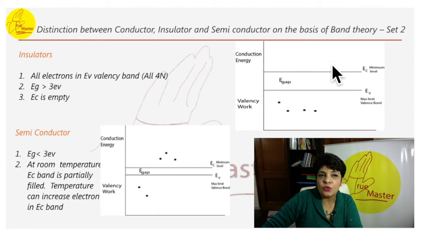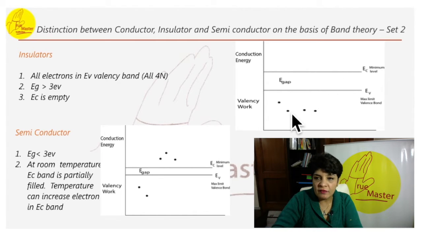If you see, there are no holes or electrons present, so the conductivity of the substance is almost zero. All the electrons are doing the work in the valence band, so they are doing the bonding work. That is why, for the insulator, they are not allowing conductivity. EC is almost empty.